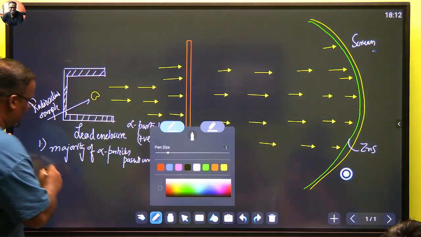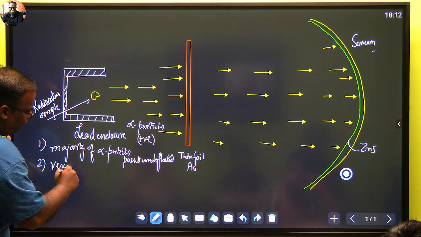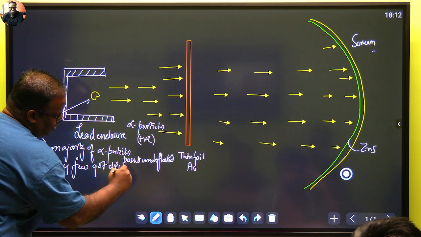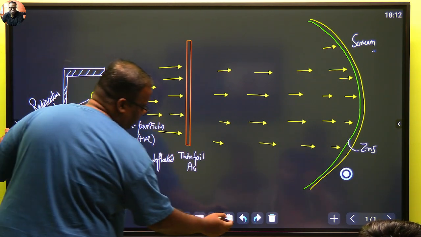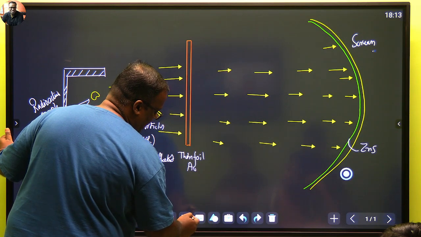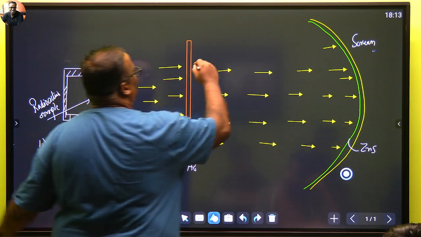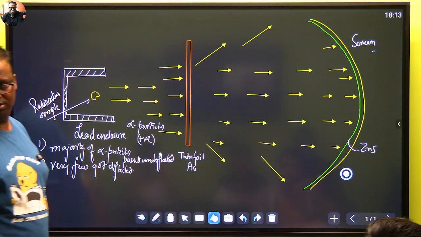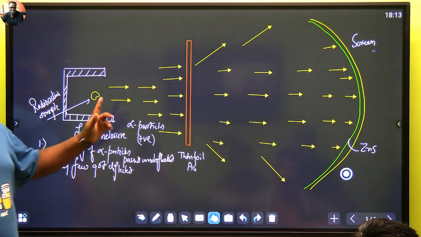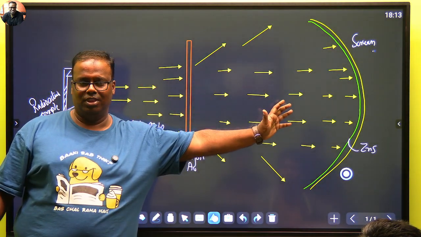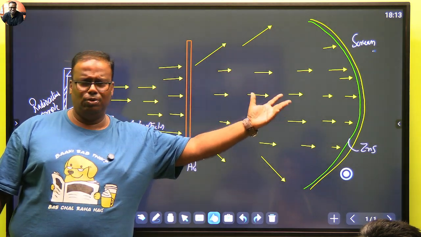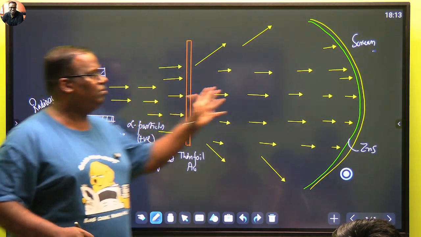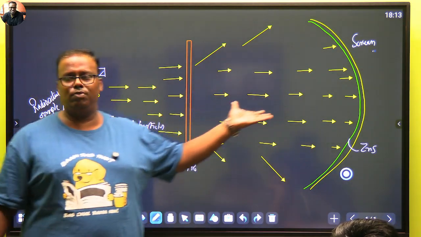Then the next finding he found: very few got deflected. Some of the alpha particles actually got deflected. Very few got deflected. These are very important findings, you have to remember. Number one was majority passed through. Second finding is very few got deflected. And the third one is deflected from the straight path. Deflected means deflected from the straight path.